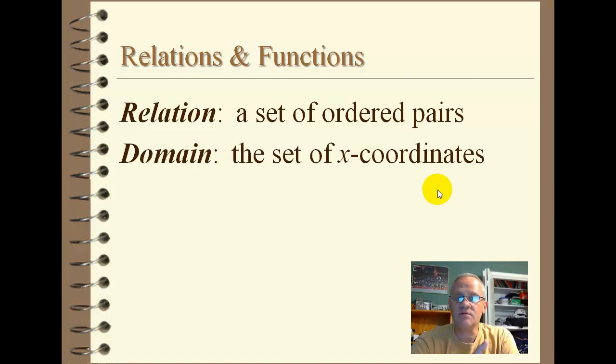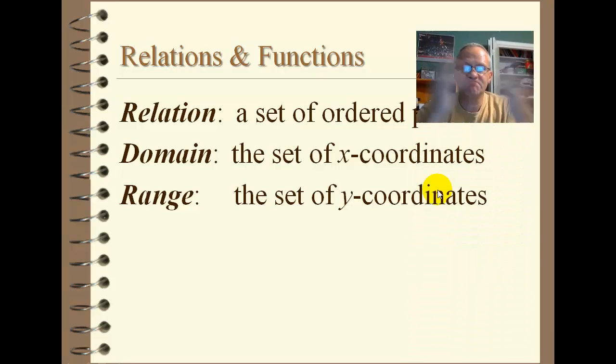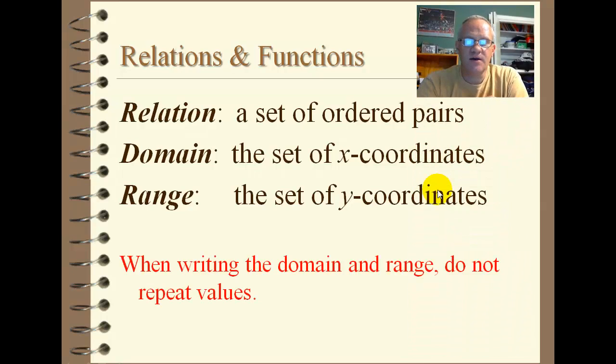The domain are all of the x coordinates. So the domain are the x's in the relation, and range are the y coordinates. So again, maybe you can remember, x and y goes alphabetically, x then y, domain and range. D comes before R, domain and range. Maybe helpful.